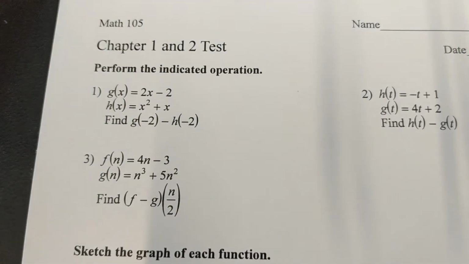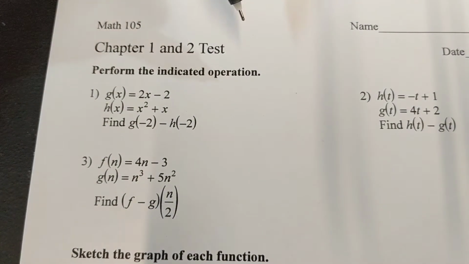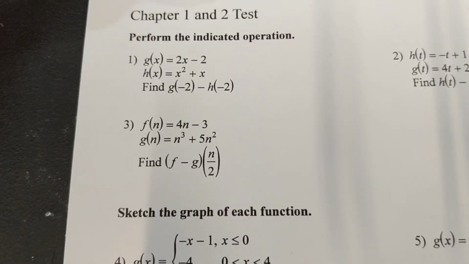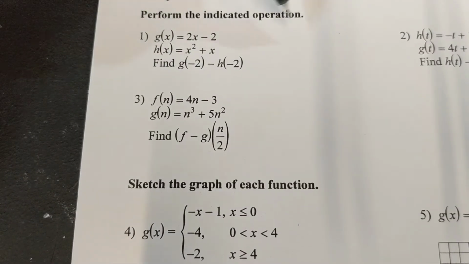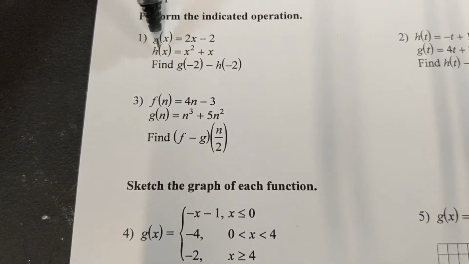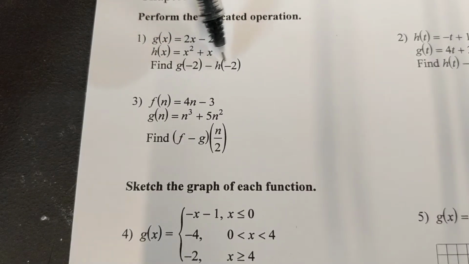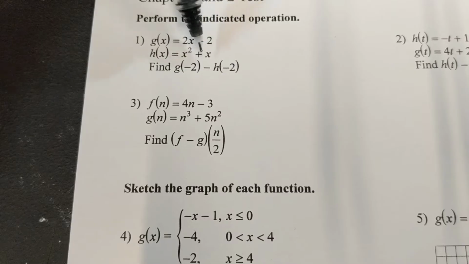Okay, a real quick take on the Chapter 1 and 2 practice test. It's supposed to say practice right there. Whatever. Perform the indicated operations real quick. The idea would be g of -2 minus h of -2. We're going to plug -2 into both of these things and subtract them.